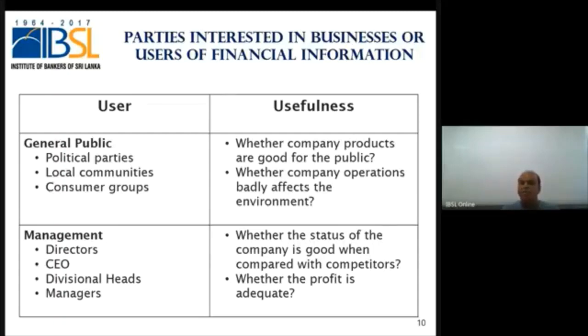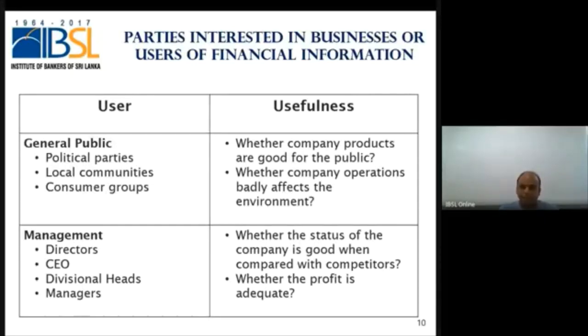Because they want to understand whether the company's products are good for the public, whether the company's operations are badly affecting the environment. Say you might have a business which is making good profits. When you look at the financial information, it is very clear that the company is making good profits. But what are they producing? They are producing some harmful products which are damaging the environment, causing pollution in the environment.